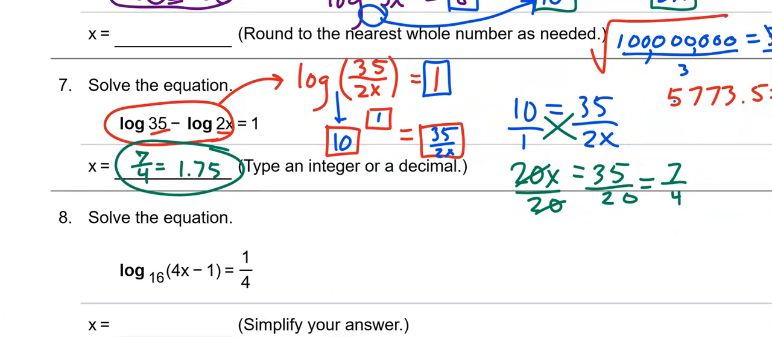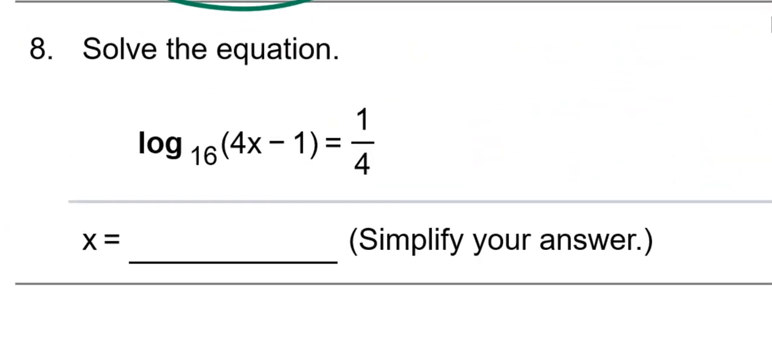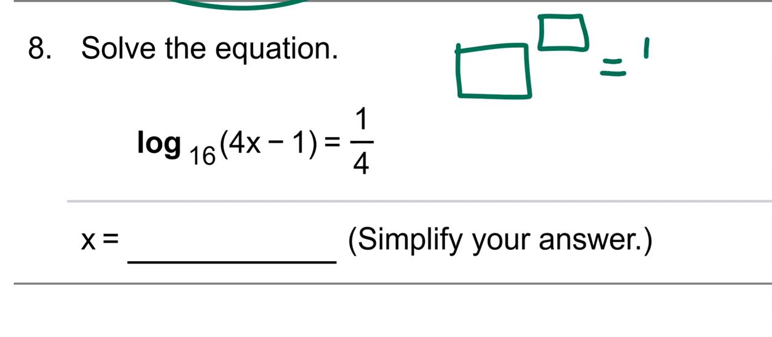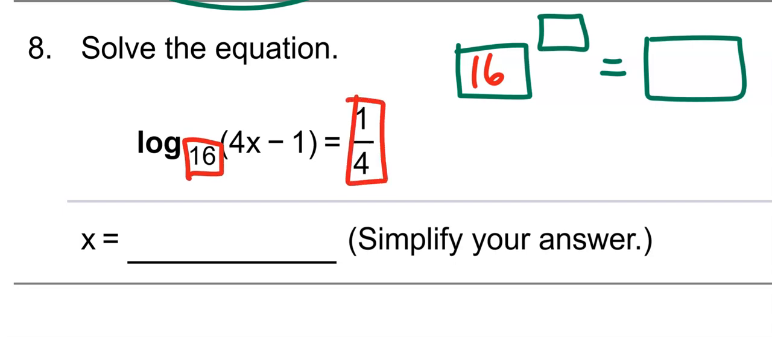Make sure you pause the video and try the problem. Okay, this one already is a single log, so we can change it to its exponential form immediately. Something to the something power equals something else. Okay, so base is 16. That's right there. The exponent's on the other side, 1/4. And that leaves me with 4x minus 1.